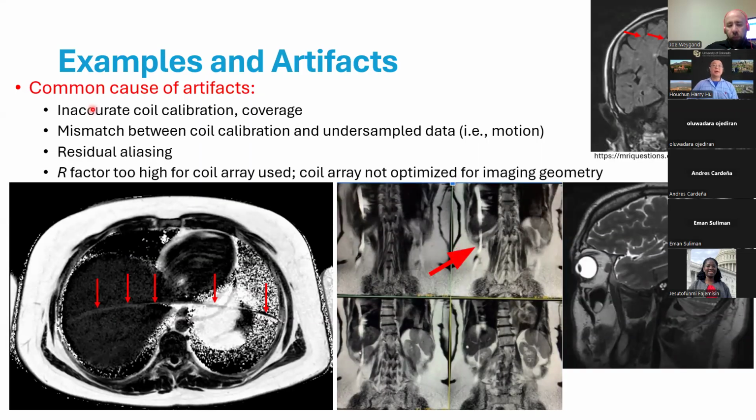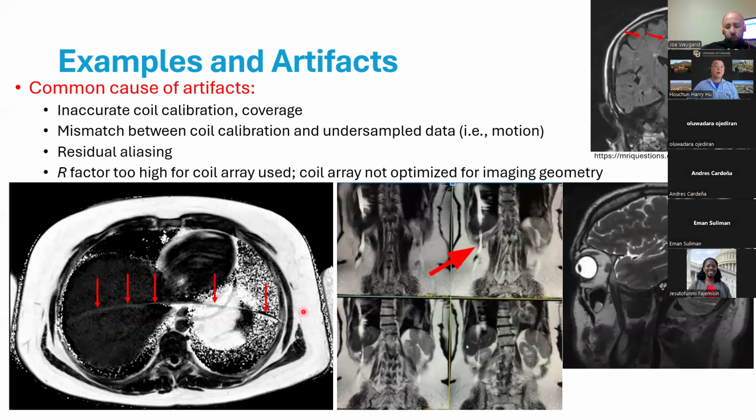Okay, so coming to the end, I got about maybe 10 minutes more to go. I'll look at some examples and artifacts. And again, parallel imaging, at the end of the day, all you're going to see is either residual aliasing artifacts or fold-over artifacts or SNR loss. And this is no different depending on what anatomy you're looking at.